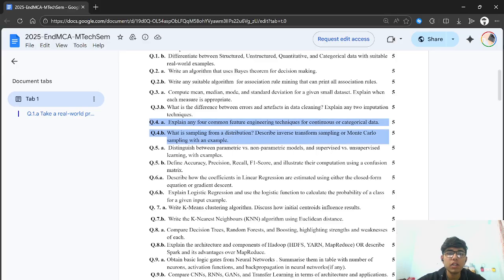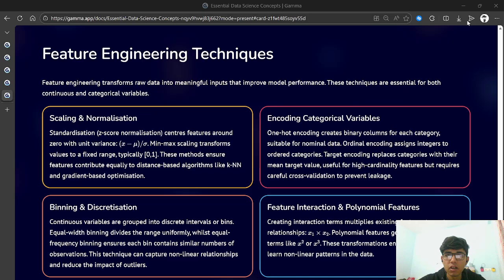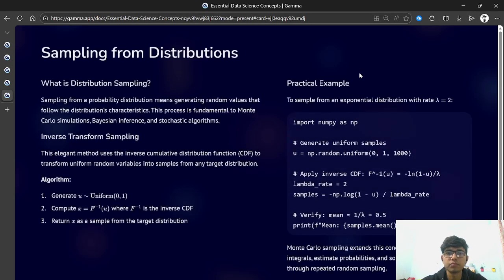So let's proceed to the next subpart of the question. What is sampling for a distribution? Describe inverse transform sampling or Monte Carlo sampling with an example. So let's do that.